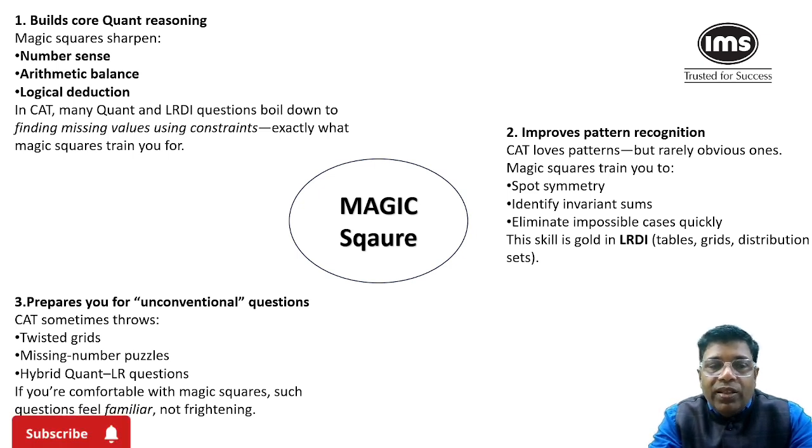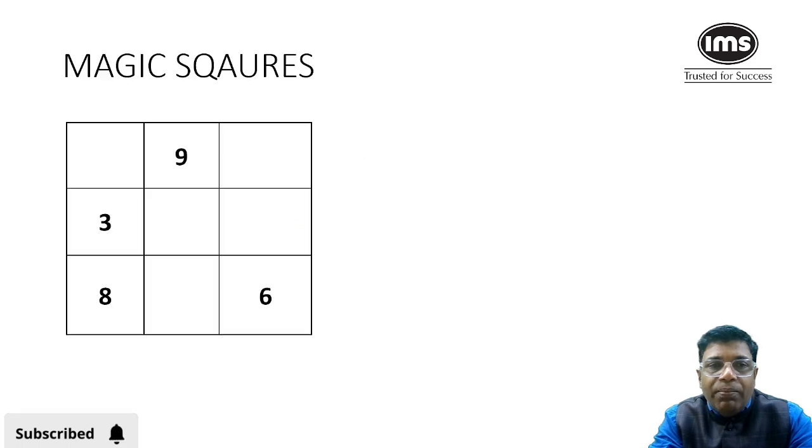And obviously it helps you to prepare for unconventional questions, because after covering this fundamental series, we will relate the real CAT questions that have been asked in previous years, and how these concepts are going to help with those LRDI sets. So let's understand. Let me explain how we solve the magic square. So let us take this example.